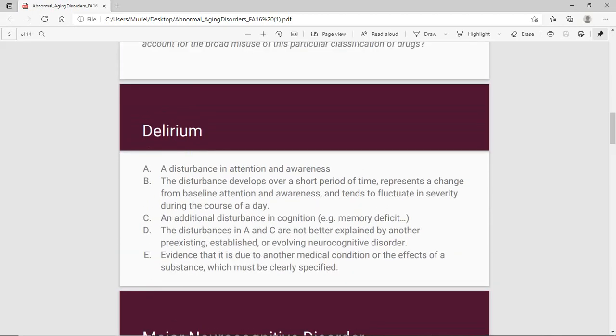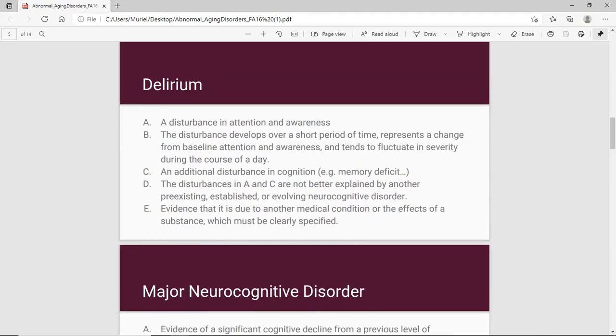So we have the criteria here for delirium. A, a disturbance in attention and awareness. The disturbance develops over a short period of time, represents a change from baseline attention and awareness, and tends to fluctuate in severity during the course of a day.